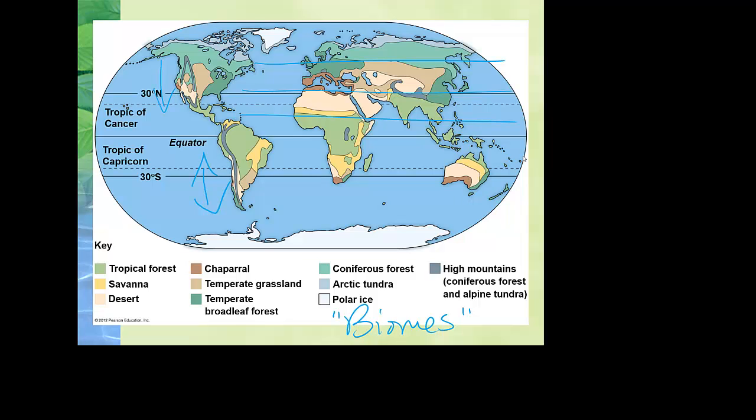So just keep in mind, when we look at climate on this planet, it drives everything about ecosystems as far as their abiotic components: light, temperature, water availability, all of these things.